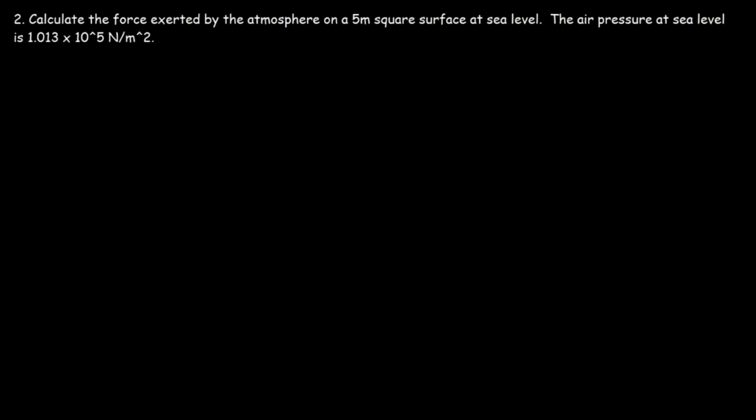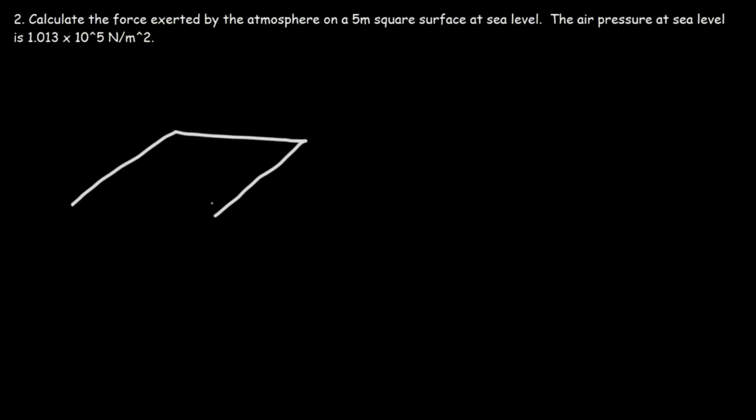Number 2, calculate the force exerted by the atmosphere on a 5-meter square surface at sea level. The air pressure at sea level is 1.013 times 10 to the 5 newtons per square meter.